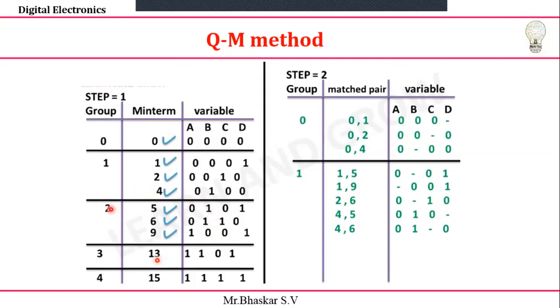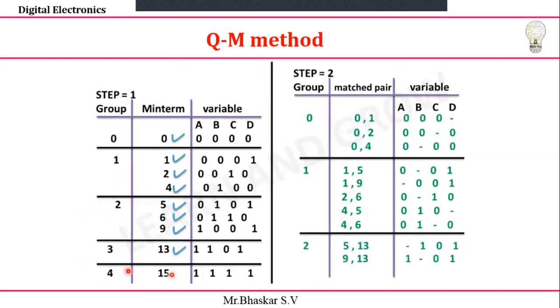Next, looking for the second group with respect to the third group. So what matched pairs are we getting? 5 comma 13. What are we getting, 5 and 13, 0 1 0 1 and 1 1 0 1. So 1 0 1 is common. The first bit is changing. That's why I'm going to take a dash 1 0 1.